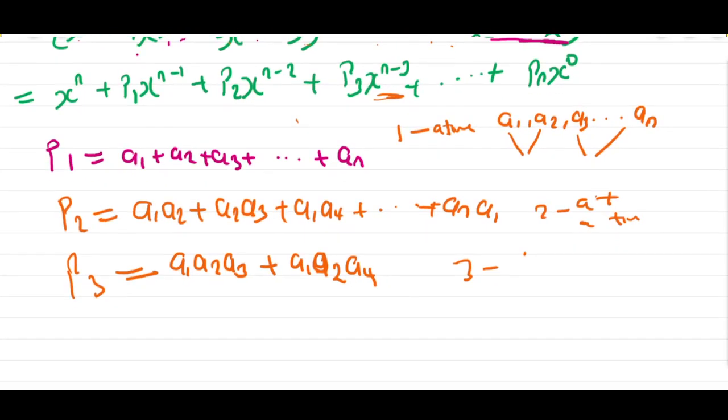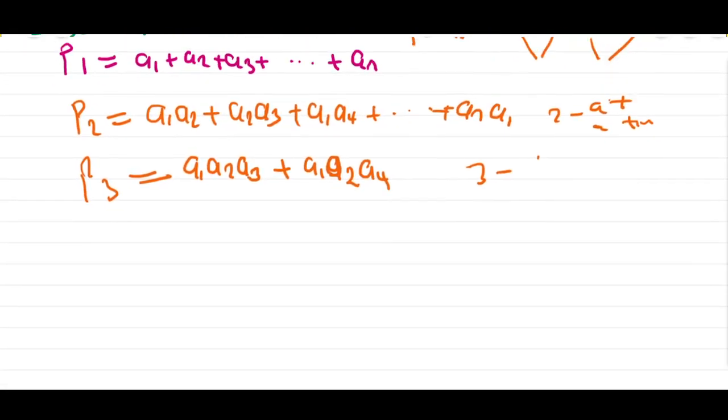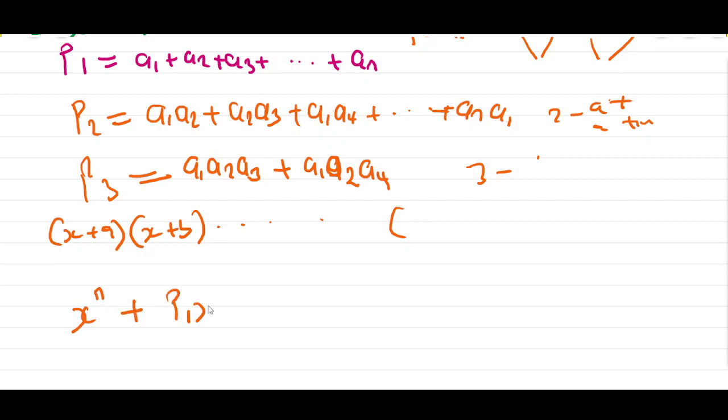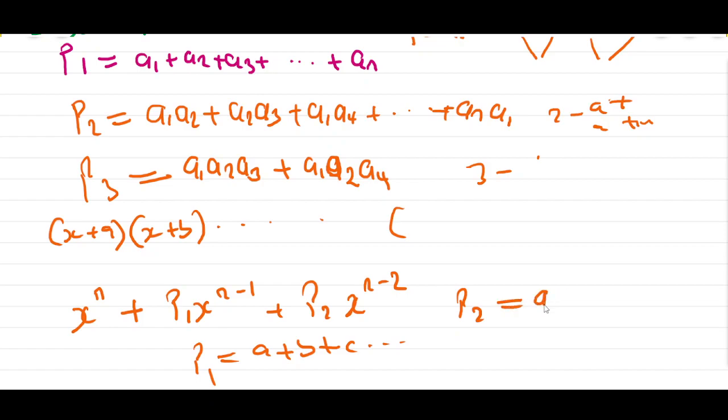So what we'll be having is that x plus a multiply x plus b, then continuously will be, say, x to the n power plus p1 x to the n minus 1 plus p2 x to the n minus 2. What the p1 is the a plus b plus c continuously, and then the p2 will be ab plus bc plus, say, ac, and so.